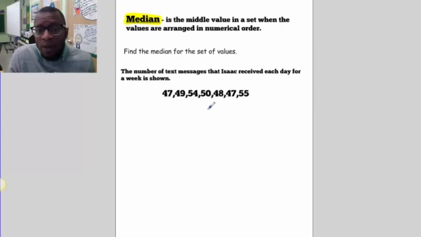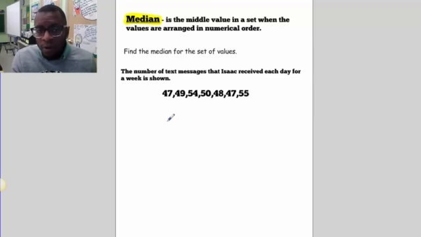Okay. Secondly, another measure of center that we want to talk about is the median. And the median is the middle value in a set when values are arranged in a particular order. Okay, so we're looking at the same set of data for Isaac, the number of text messages that he receives each day for a week. And now we want to find the median for this set of values.